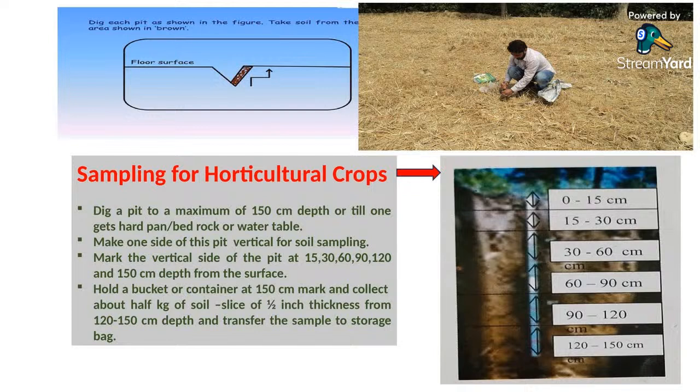For horticulture crops, the pit can be dug to a maximum of 150 centimeter depth. Make one side of this pit vertical for the sampling and mark the side at 15, 30, 60, 90, 120 and up to 150 centimeter depth. Hold a bucket or container at the 150 centimeter mark and collect half a kg of the soil.